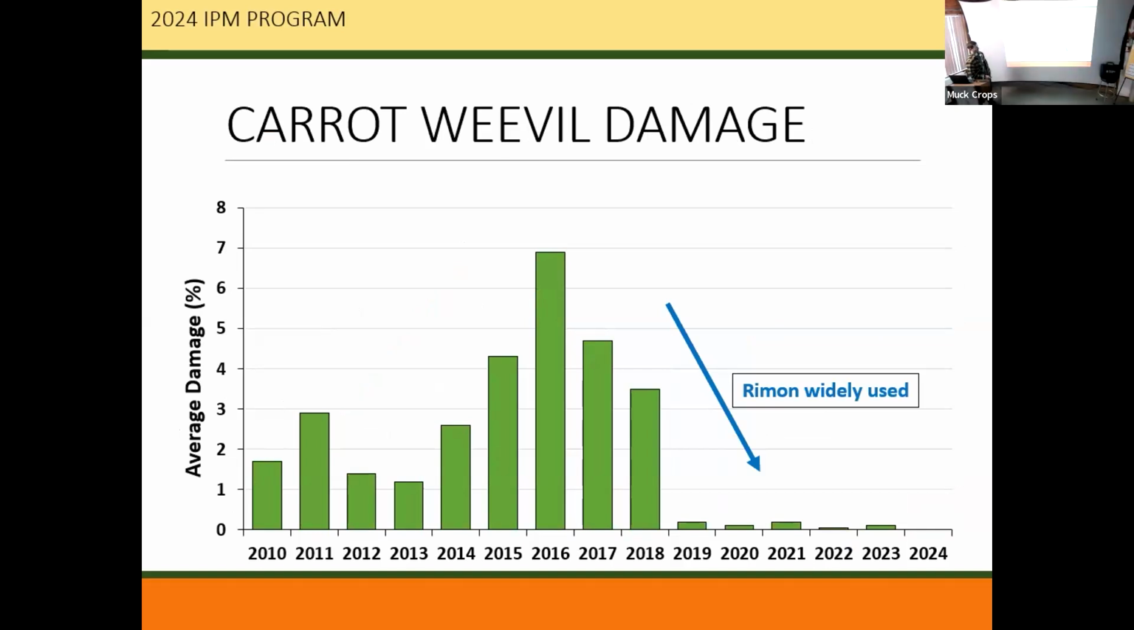A steep drop off. These bars here are no more than 0.25% weevil damage. And then again, in 2024, we found 0% damage, which was great. So Rymon is a very good product. XRL is another product that's registered, and if you're experiencing high populations, it's probably good to rotate the two.